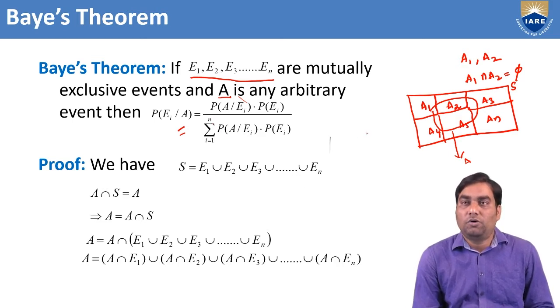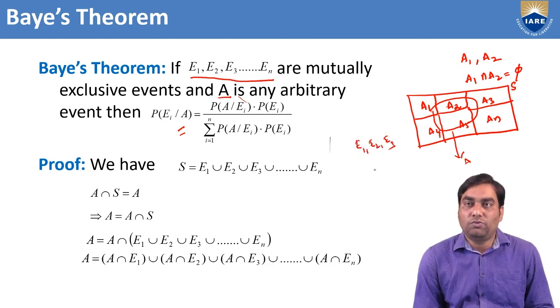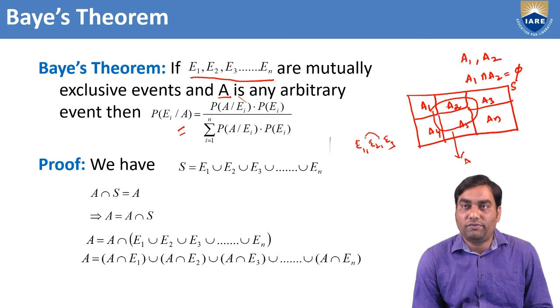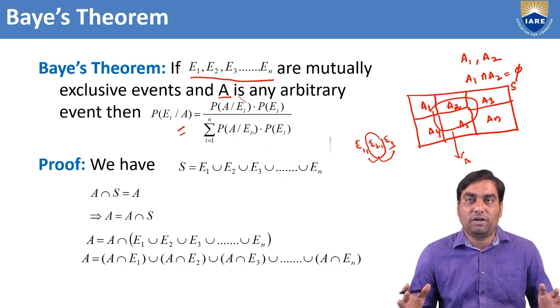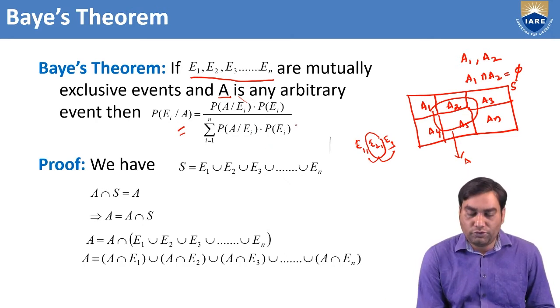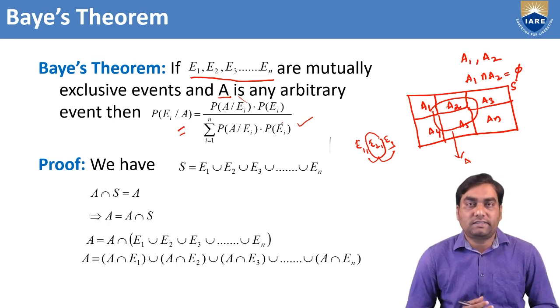Suppose only three events are there, assume E1, E2, E3. I want to get P of E2 given A, where i equals 2. If I want P of E2 given A, what is the value? Right, P of A given E2 into P of E2 divided by sigma i equal to 1, 2, 3, because the total number of mutually exclusive events is 1, 2, 3. Sigma i equal to 1, 2, 3 of P of A given Ei into P of Ei. That means the denominator we can expand from i equal to 1 to n. So this is what we are going to prove in Bayes' theorem. So this is the statement of Bayes' theorem.